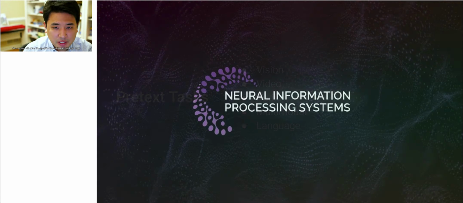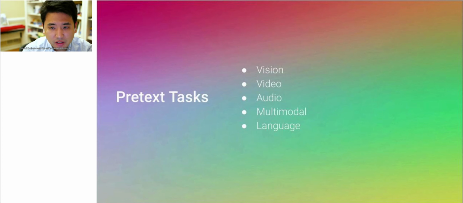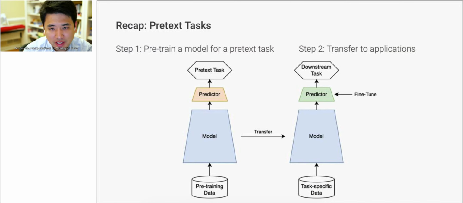This section will cover the specific kinds of pretext tasks in more detail that are used for self-supervised learning. First, let's recap what pretext tasks are. This diagram shows how self-supervised learning is typically done. We first pre-train a model with a self-supervised objective, which solves a pretext task that can be defined without having labeled data. As the name suggests, pretext tasks are usually not what we actually want to do with the model, but it allows for self-supervised learning on a large unlabeled data set. And the pre-trained model can then be transferred to perform various downstream tasks with little to no additional training.